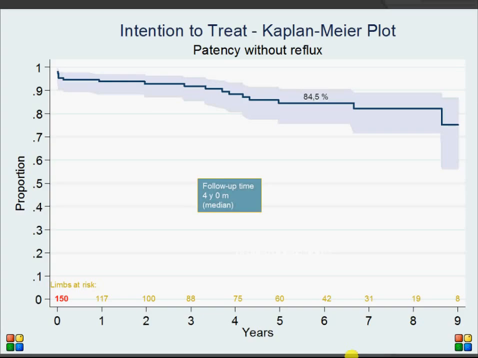The results are listed here, and we can give you results from 150 limbs at risk, and you can see after 4 or 5 years the patency rate, and you have results demonstrating competent veins at 84.5%, meaning patent vein segments without any reflux. So we are talking about competent veins and not only patent veins. Many papers are just giving the patency rate without talking about reflux, but I think we have to give both results.